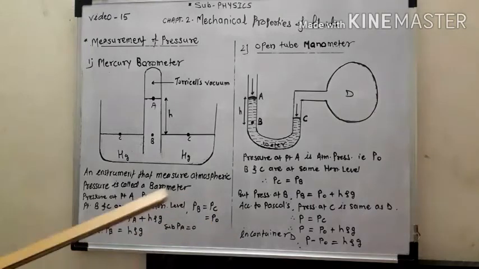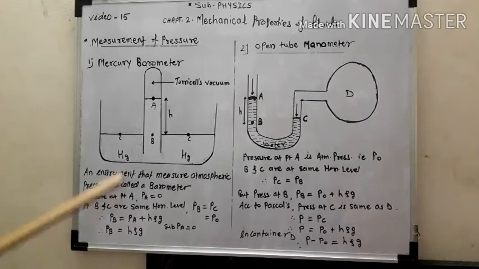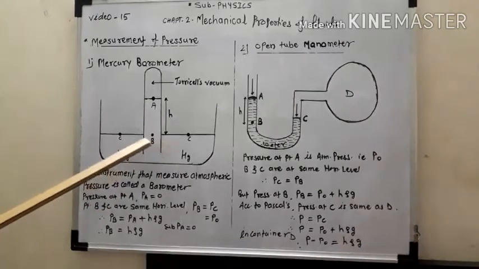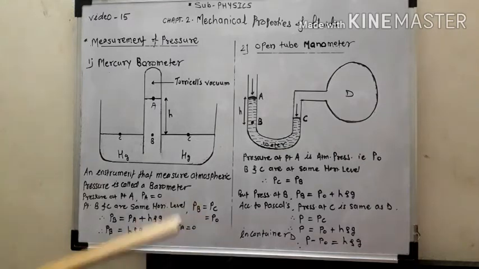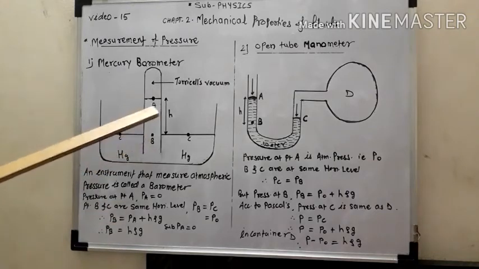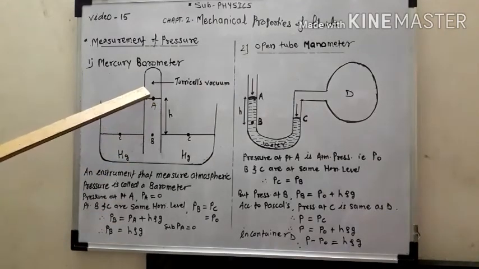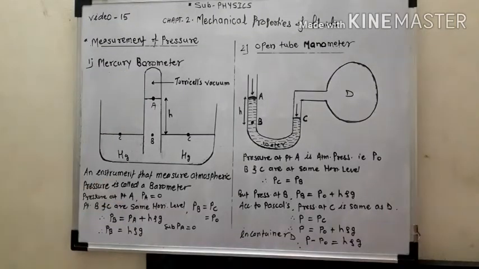This is P0. Therefore the points B and C are at the same horizontal level, and so the pressure at B is equal to the atmospheric pressure P0. Therefore PB is equal to P0, we can write here. Now the point B is at depth h from the point A, and rho is the density of the mercury.